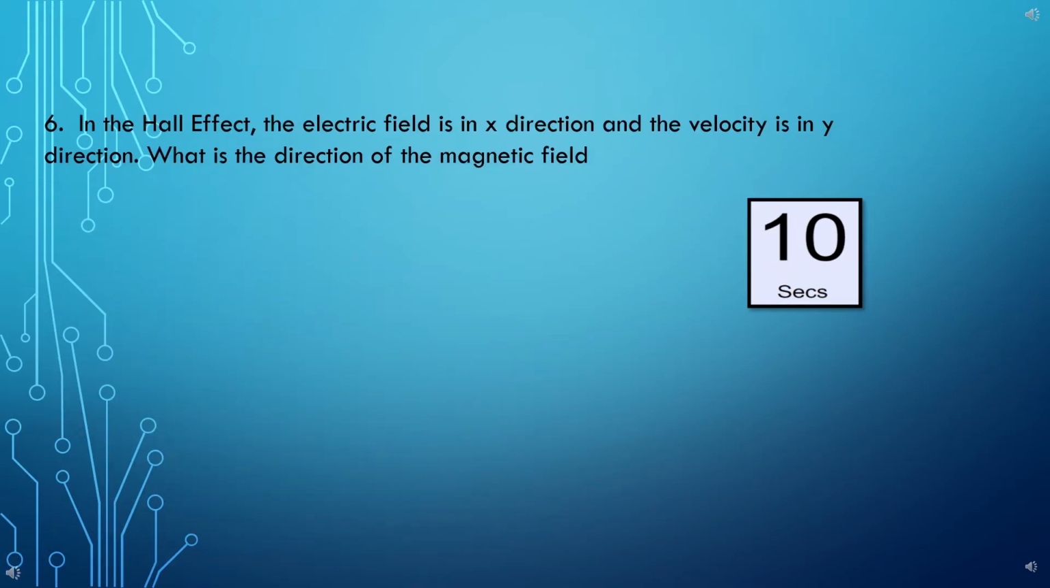In the Hall effect, the electric field is in the x direction and the velocity is in the y direction. What is the direction of the magnetic field? Option A. X. B. Y. C. Z. D. Z plane. Answer: Z.